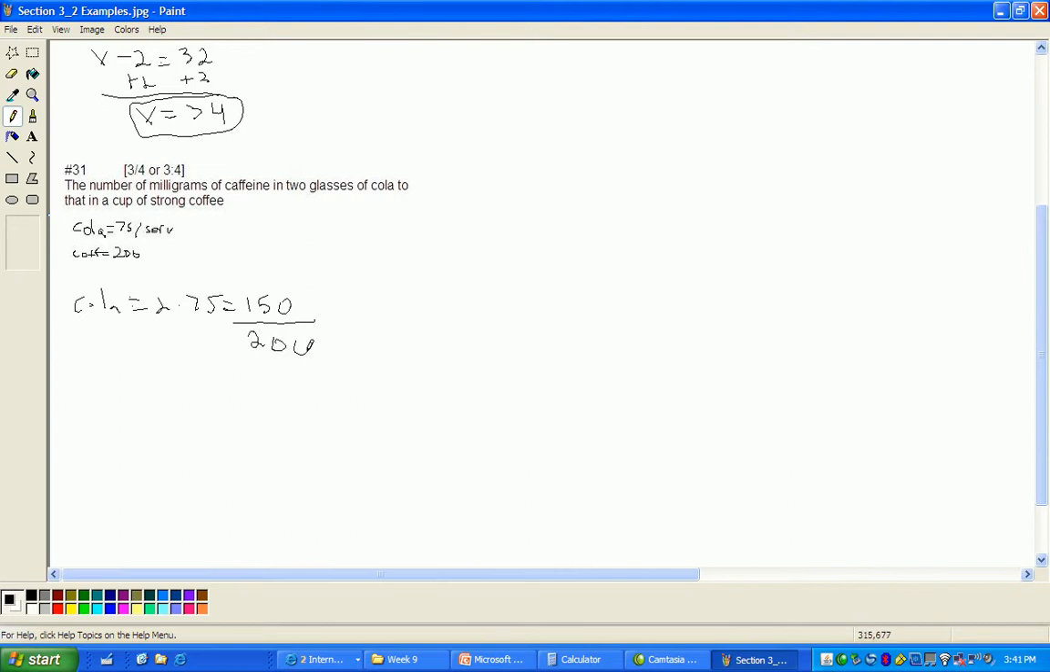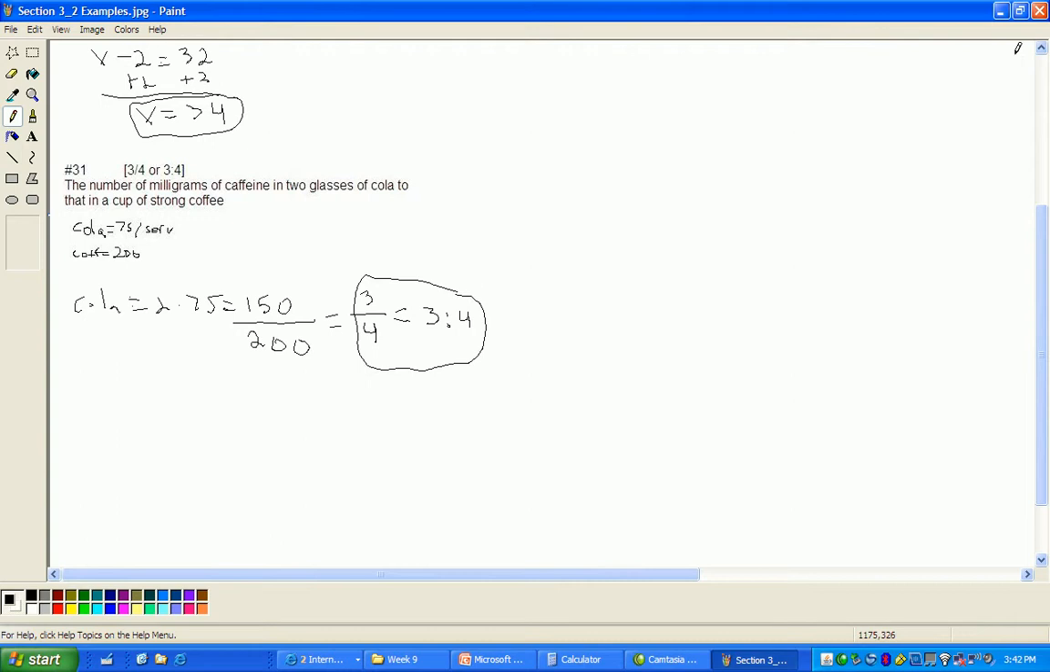We know that these share a common multiple of 50. Divide both of these by 50 and we get 3 over 4, because 150 divided by 50 is 3 and 200 divided by 50 is 4. And now if we want to write this as a ratio, that's equivalent to saying 3 to 4. So this is the correct answer there.